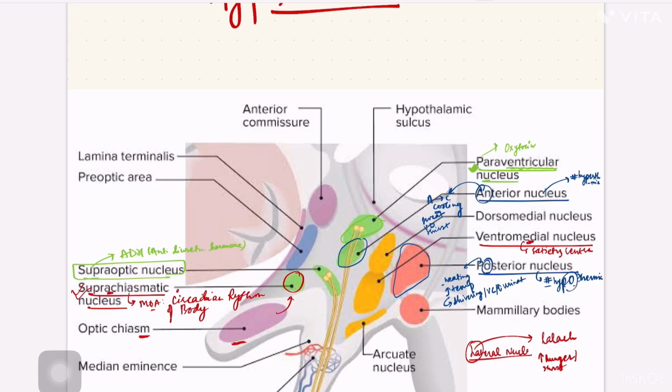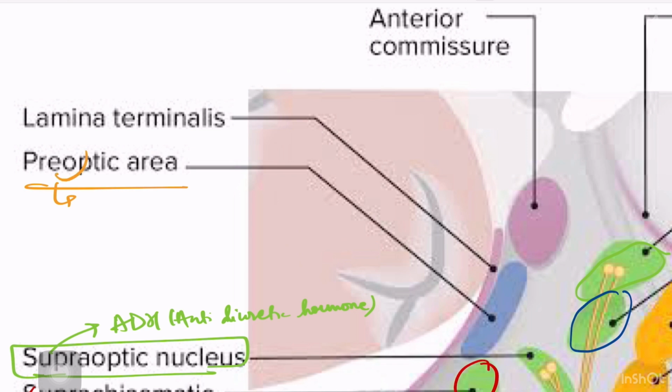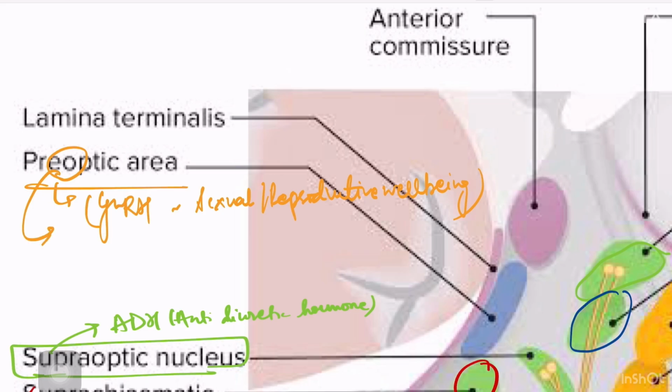Okay, the preoptic nucleus, how to remember? You're always preoccupied with sexual stuff. So preoptic nucleus: GnRH, which is gonadotropin releasing hormone, and sexual and reproductive well-being. That was a pun, preoccupied with sex, so that you guys remember it. Gonadotropin releasing hormone, sexual and reproductive well-being.